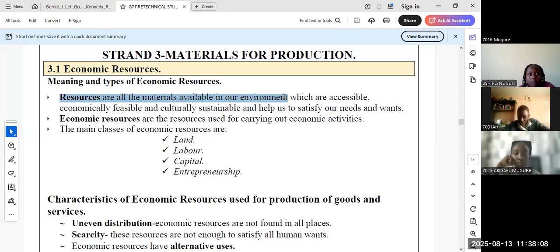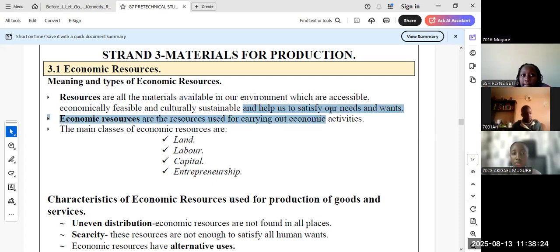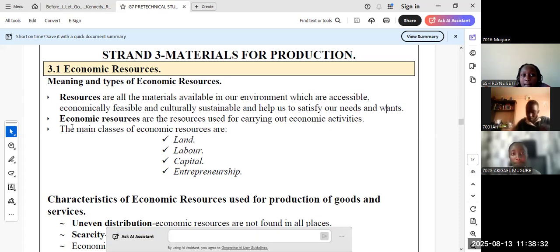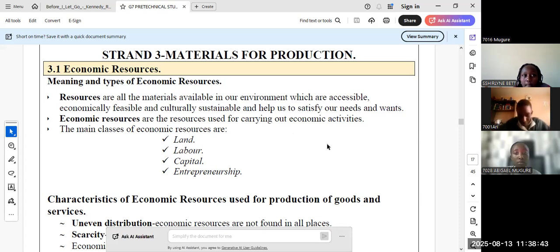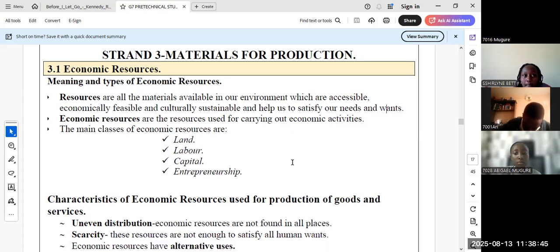Then, when they are available in our environment, what do they do? So you say resources are all the materials that are available in our environment, and they help us to satisfy our needs and wants. So, boys and girls, resources are all the materials available in our environment which help us to satisfy our needs and wants. We shall be looking at these needs and wants later on in the strand.